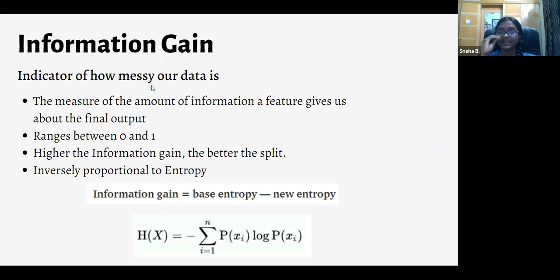Now, entropy is going to be used in another metric known as information gain. This information gain is a metric similar to Gini impurity, and it also can be used to determine which feature should get the highest priority. So what is information gain? Information gain, just as the name suggests, is the measure of how much information a feature can give us about the final output. Using information gain, we're trying to figure out how much information we can gather about the final output from this particular feature. The more information you can gather, the higher the ranking will go.